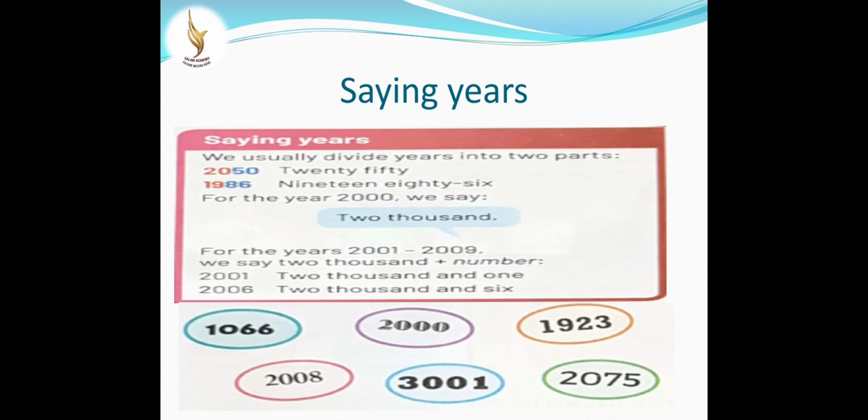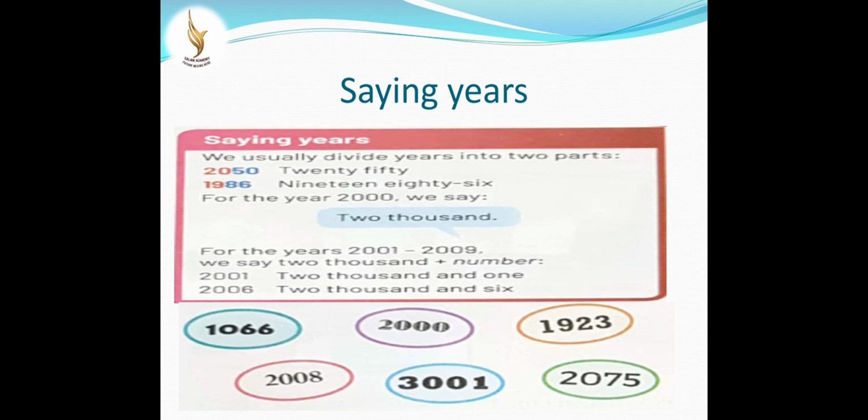Saying the years, some students found it's difficult to say the big years, but it's so easy. We usually divide years into two parts. As the first example, we can say it 2050. The second one, we can say it 1986. And instead of saying 1986, you divide it into two parts.